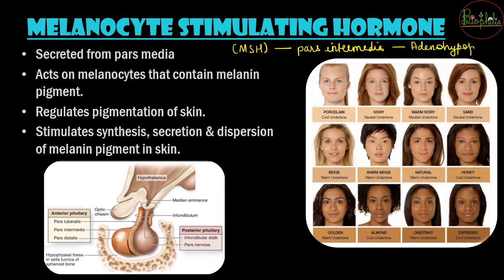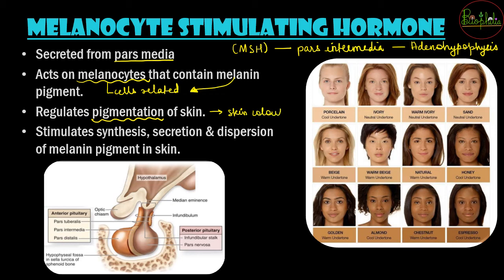So this is nothing, just for you to revise it and remember it as the hormones are coming. So this hormone is going to be released from pars media or pars intermedia, and it is going to act on melanocytes, यानी ये cells है that are related to what? To melanin pigment, which is regulating your pigmentation of skin. That is, indirectly your skin color is regulated by these cells.